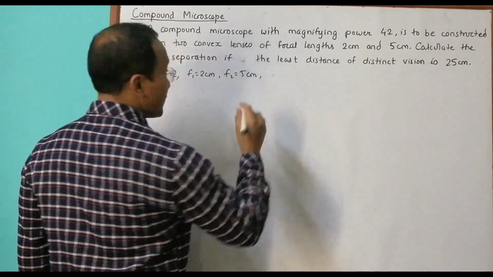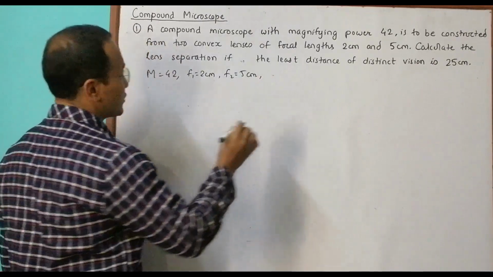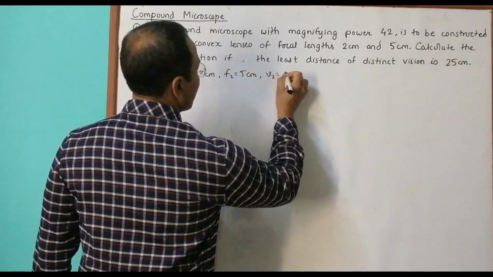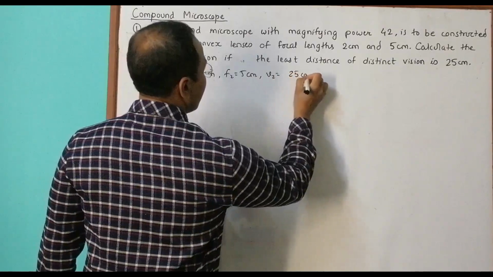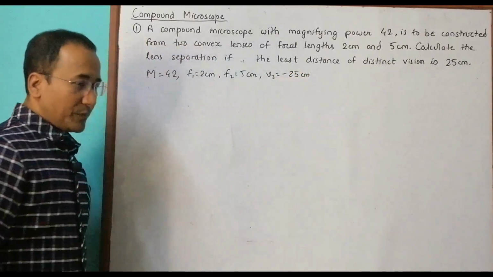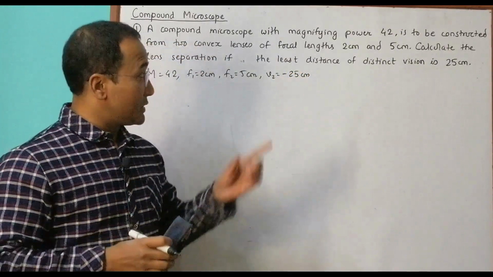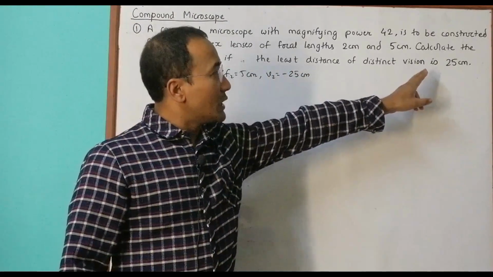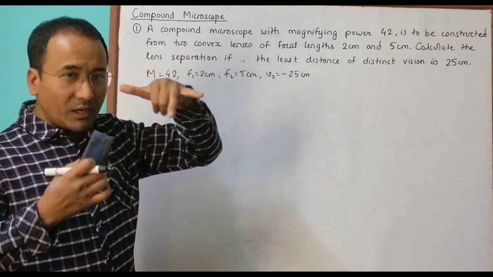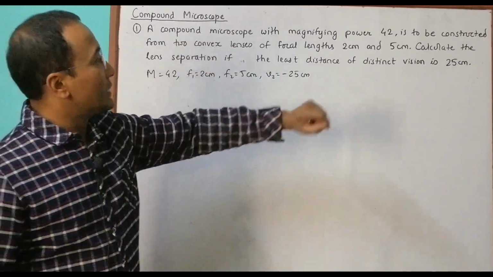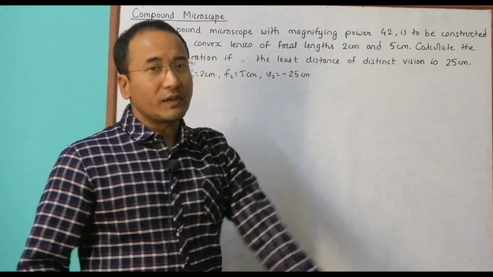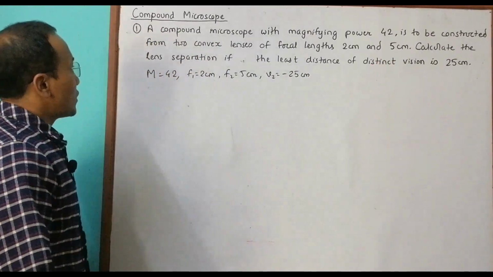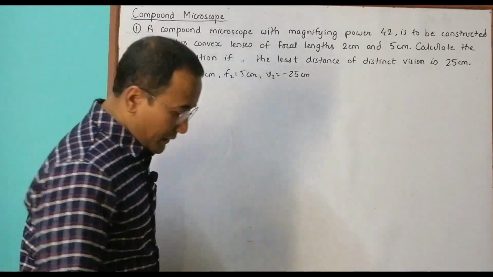It is formed by the final lens, the eyepiece lens. So V2 is equal to minus 25 centimeter, and that's minus because the final image formed by a compound microscope is a virtual image, and that virtual image is formed at 25 centimeters. So we have to adjust the lenses in such a way that the virtual image is formed at 25 centimeter. Let us go to the setup of this.